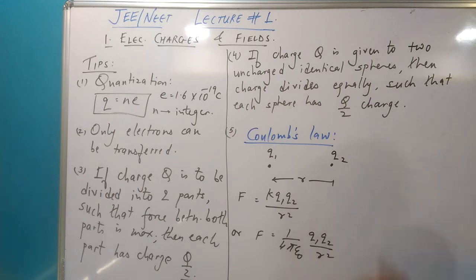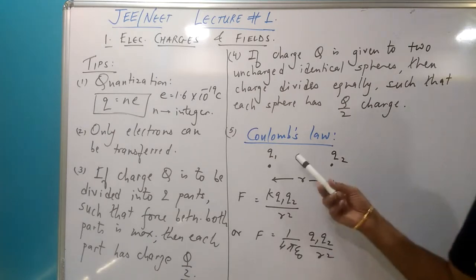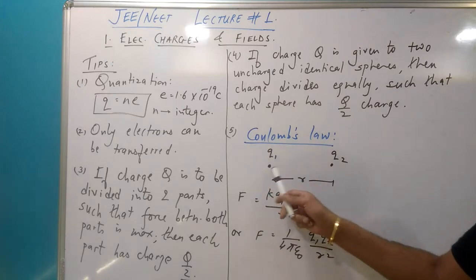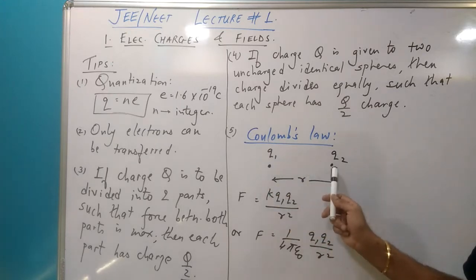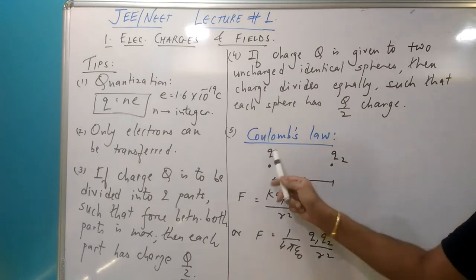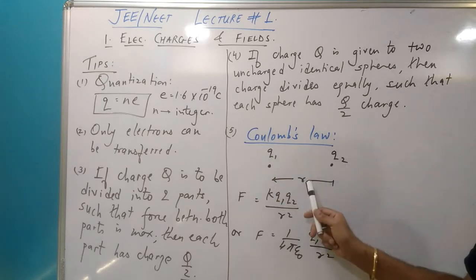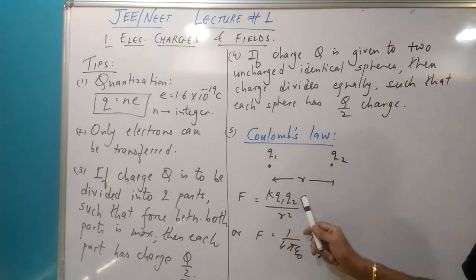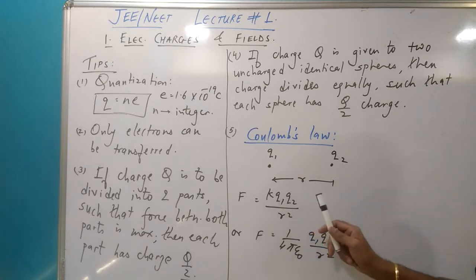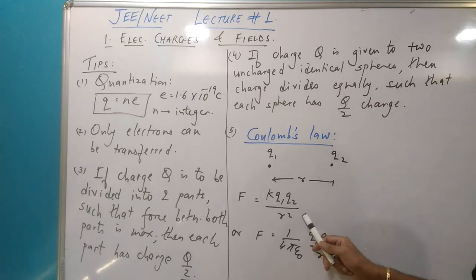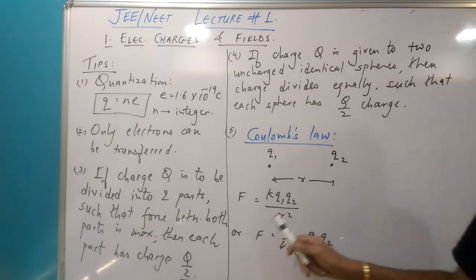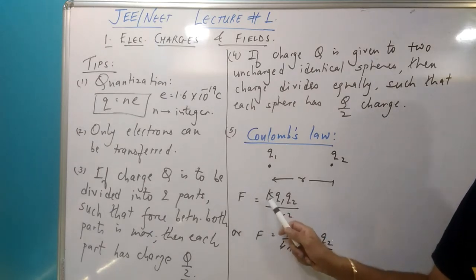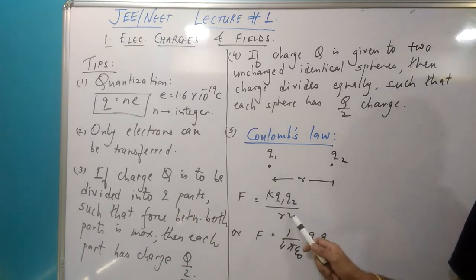And finally, the superstar of this chapter, the idea on which the entire chapter is based, Coulomb's law. It states that the force between two point-like stationary charges, Q1 and Q2, separated by distance r, is directly proportional to the product of the charges and inversely proportional to the square of the distance between them, which gives us the most important equation. F is k Q1 Q2 by r square.